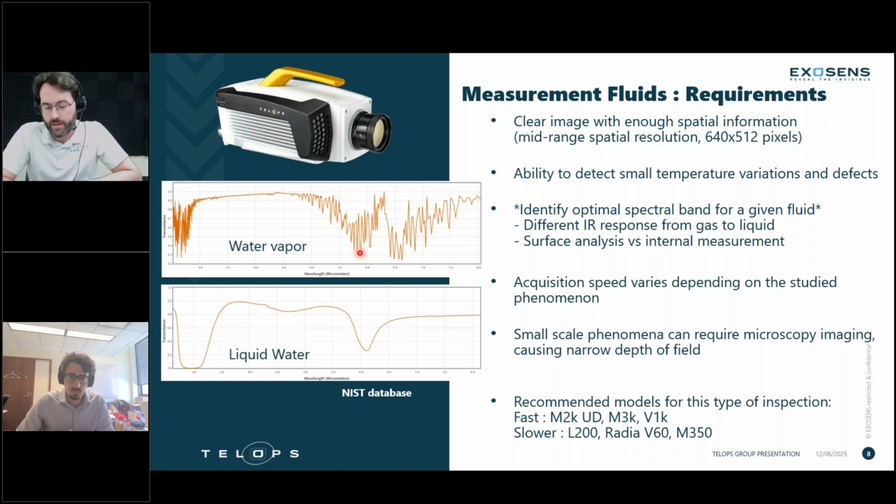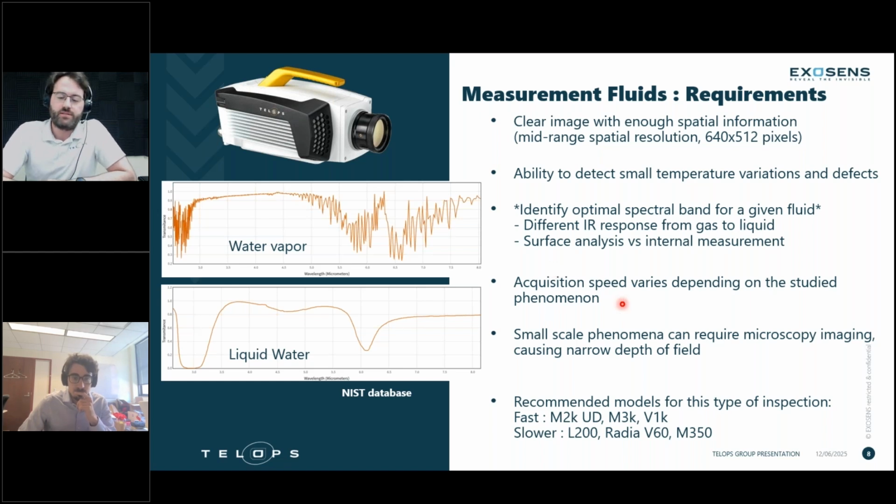We can see that water vapor doesn't have the same IR response compared to liquid water and ice as well. They have different absorbance or transmittance depending on their state. So that's critical when trying to do that infrared analysis, especially if you're trying to do surface analysis for heat transfer or vortices analysis, or if you're trying to do even internal measurement, which gets even trickier, where you really have to take into consideration the transmittance of your system.